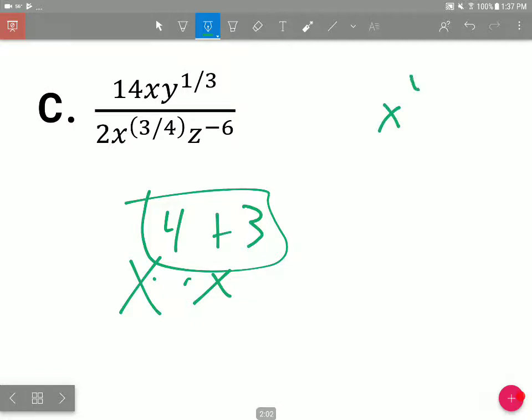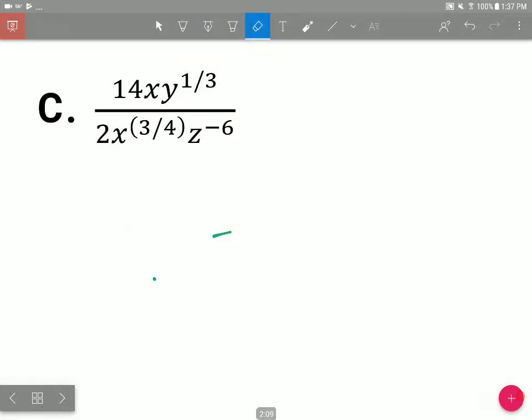If I had x to the 4th over x to the 3rd, what would I do to them? Subtract them. All right, that is the same thing with this problem. The only difference is we have more than one going on at a time. Just treat them as individuals. Do the x's together. Deal with the y's individually. Deal with the z's individually. Deal with the coefficients individually.